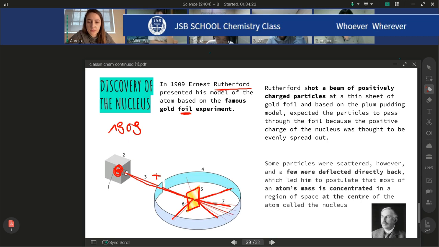But if it goes into all angles, one goes more left, one right, one straight, or even some would go completely back. So completely back all the way, reflected. Then it's not just spread out. That means that the mass of an atom is concentrated.